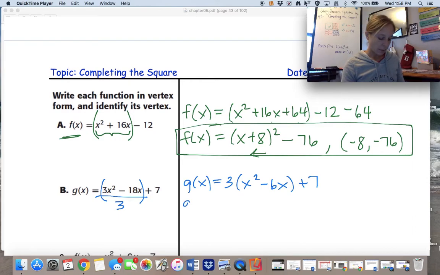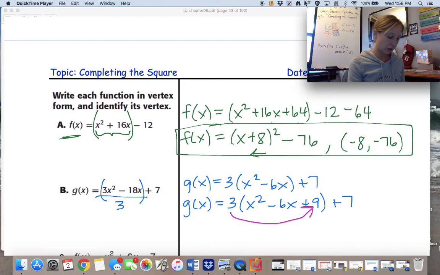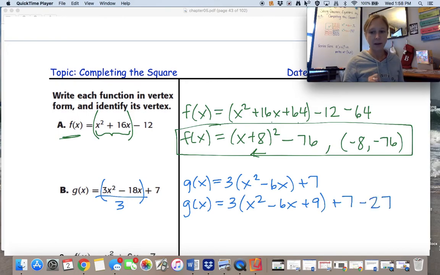I ask myself, what is half of 6? That's 3. And what's 3 squared? 9. So I'm going to add 9. And now remember, to keep it balanced, I have to subtract on this same side. But think about it. Did I just add 9? I've got my distributive property at work here. I didn't just add 9. I added 3 times 9, which is 27. So in order to keep this balanced, what I need to do is subtract 27 at the end.